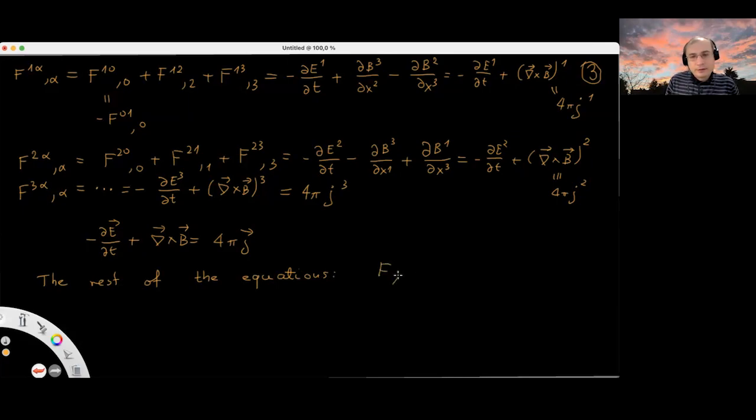We take f mu nu, alpha, plus f nu alpha, mu, plus f alpha mu, nu. This is supposed to be zero. What you see here is the so-called cyclic permutation of indices. So we've got mu nu alpha. Then we rotate all these indices to the left or to the right, it doesn't really matter. We get f nu alpha, comma mu. We do it again, we get f alpha mu, comma nu. We sum that up, and this is supposed to be zero.